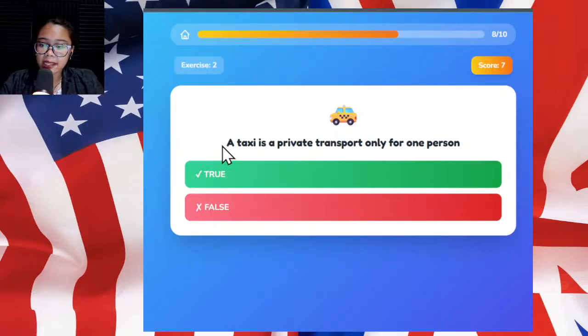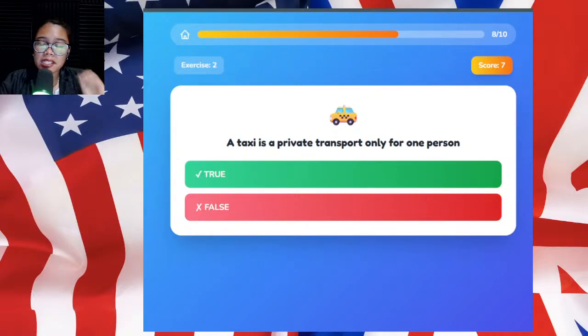Okay, going back, a taxi is a private transport for only one person. Our answer here is, again, let's try to define what a taxi is. Remember, a taxi is a land transportation vehicle. Now, what is a taxi? What do you think a taxi is? Yes, it is a land transportation vehicle, but a taxi is also more of a public transportation vehicle. Why do you think so? Why is it a public transportation vehicle?